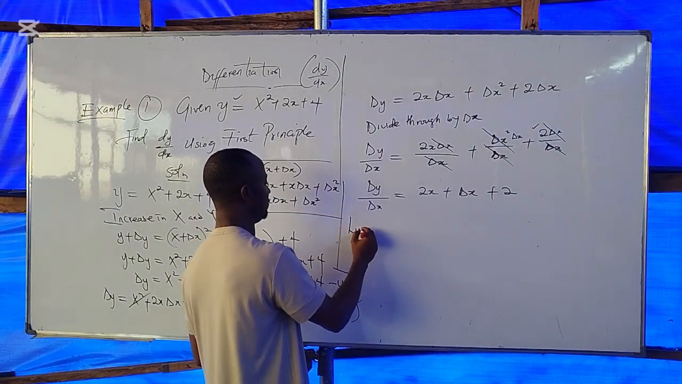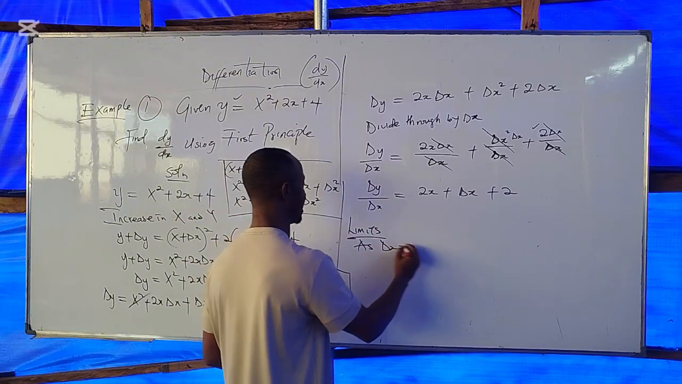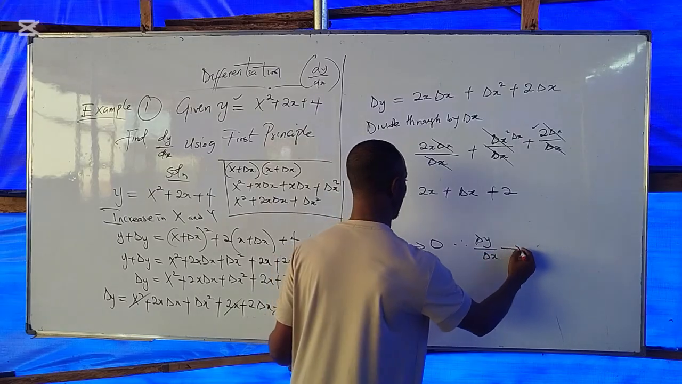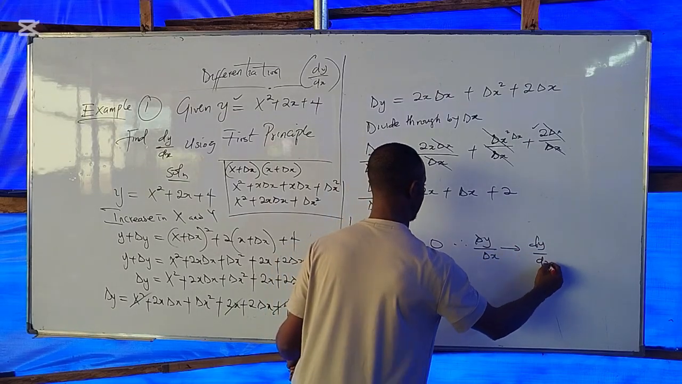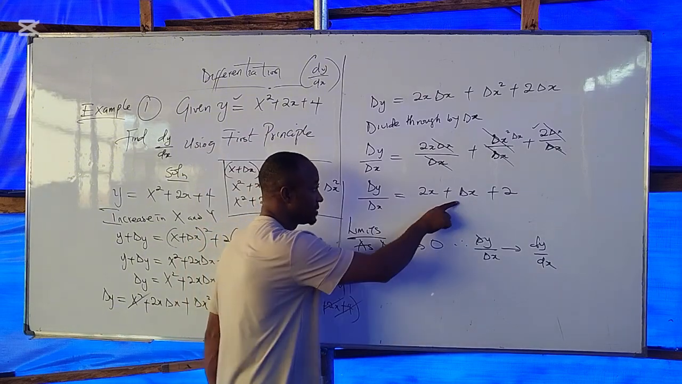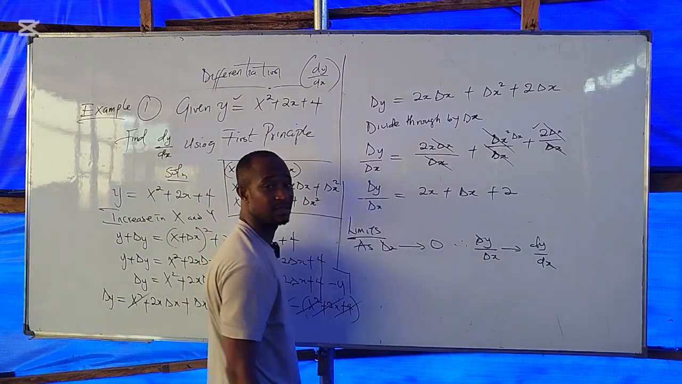Now we take our limits. What's our limit? As delta x approaches 0, delta y over delta x must approach what? Dy/dx. What does this statement simply mean? It means that as delta x becomes 0 here, this becomes dy/dx. Is it clear?